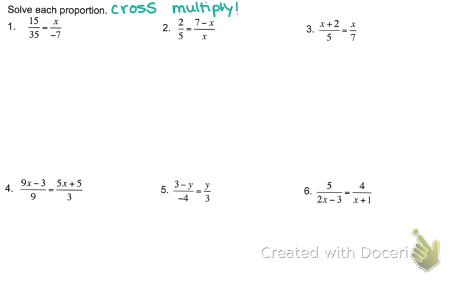So before we start, I want us to go through and put parentheses around any binomials we see for 1 through 6. So for number 2, number 3, 4, 5, and 6, to remind ourselves we're going to need to distribute. Number 1 doesn't need them.